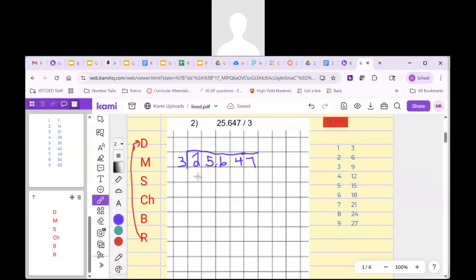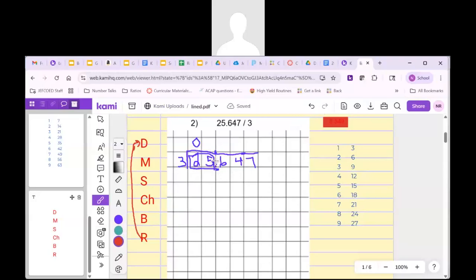Okay. So first thing I want to do is say, can I get a group of 3 out of 2? No. So let's put a 0. Can I get a group of 3 out of 25? Yes. Box of 25. What was the first thing I should have done, y'all? First thing I should have done was bring that decimal up right above. See how it's going straight up.